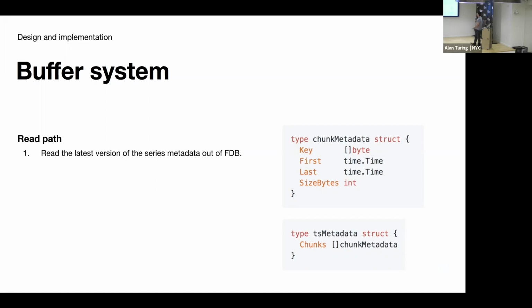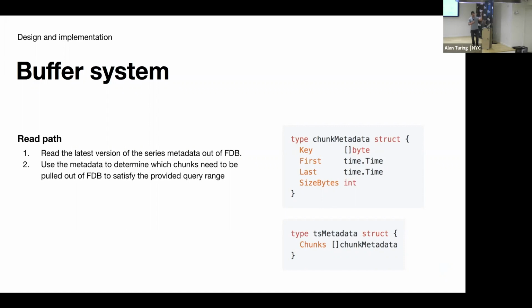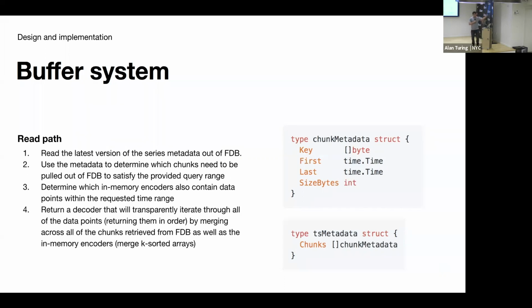All right, I know for series foo that I have 3 chunks. So if I look at the first and last data point for each of those chunks, I can determine that only one of those chunks actually contains data for the time range that I'm trying to read. So I go fetch that one chunk. And then I also determine which in-memory buffers contain the data that I need as well. And then I just merge all of those chunks together to create basically an ordered list of all the values that were put into the system and can return that back to the user.